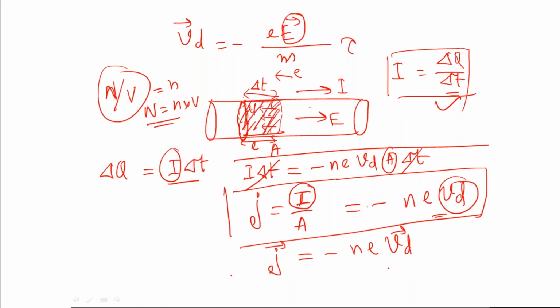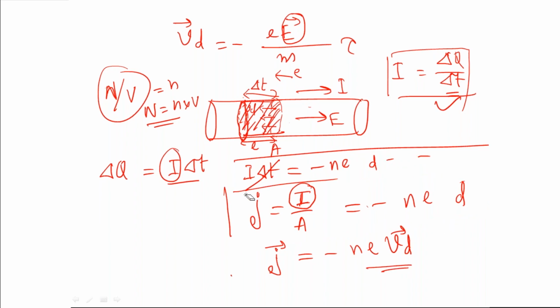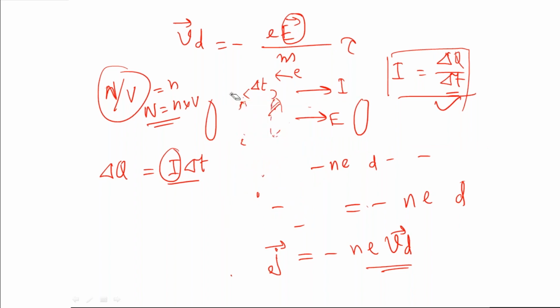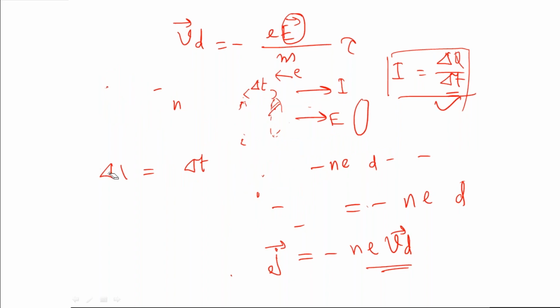Now I can do one thing: I'll substitute the value of Vd and see what I get. I'll erase everything first. So what we have got is current density J equal to n into Vd. This is a velocity vector. So that's why current density is actually a vector.